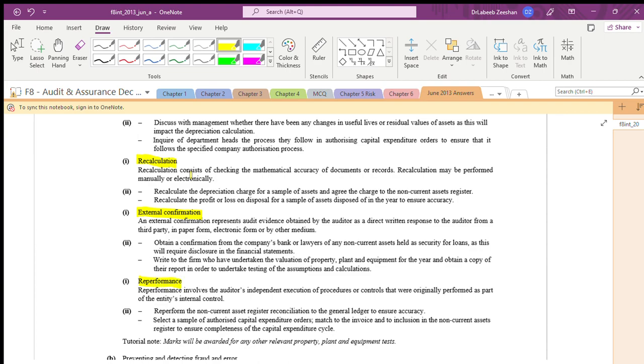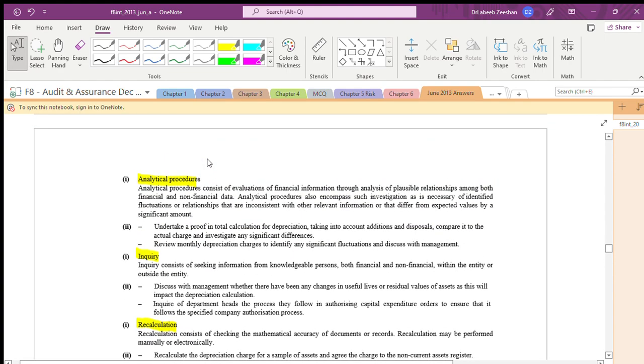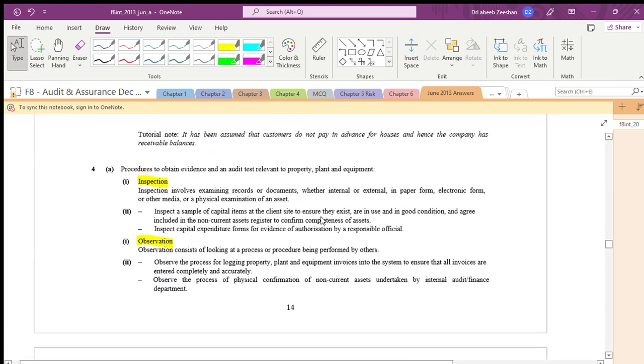Better you write down the 5 different types of getting audit evidence. Write down on paper. It will be very easy for you to remember. Now, inspection, we have a good understanding.